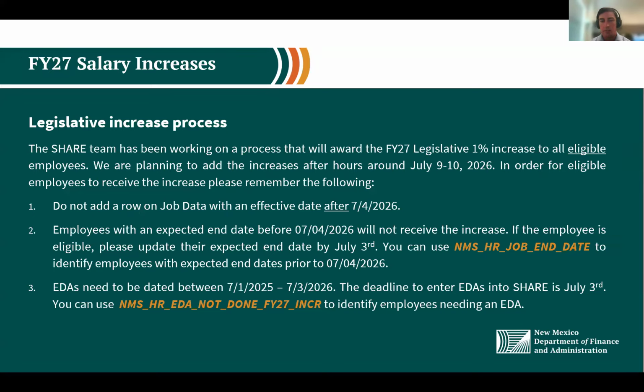On that query, you'll just enter July 4th on the prompt, and then it'll list all employees who have an end date before that, if any. And lastly, EDAs. So EDAs need to be dated between July 1st, 2025 and July 3rd, 2026. So anytime within that time frame. And the deadline to enter EDAs into Share is July 3rd. And we again have this query in gold that'll help you identify employees that still need an EDA.